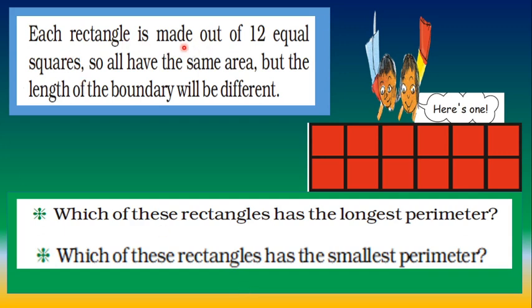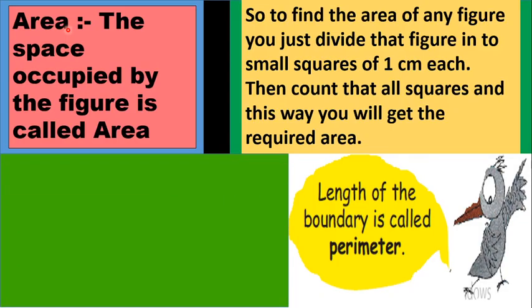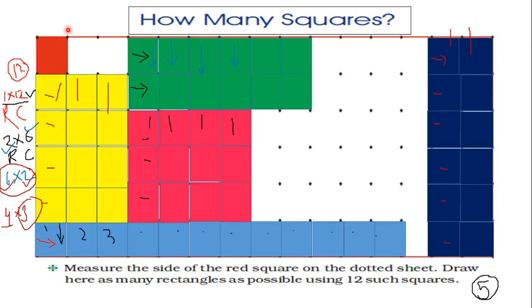Each rectangle is made out of 12 equal squares. So all have the same area, but the length of the boundary will be different. Let us try to learn this concept. We will see it. Look at this figure carefully.